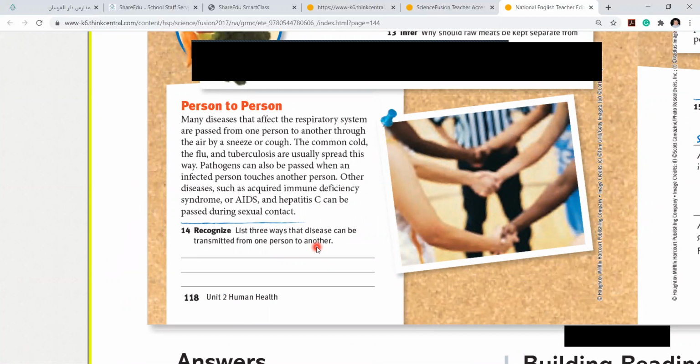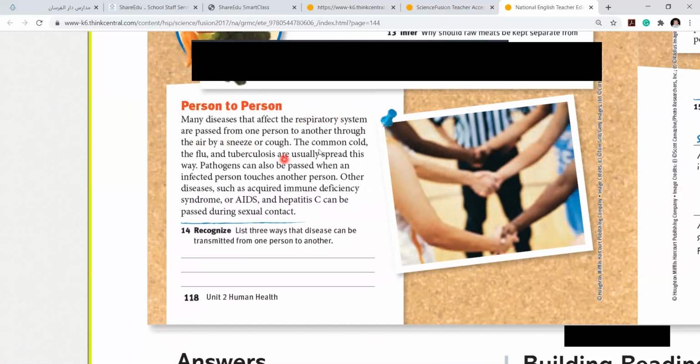Person to person. But are you able to understand? Yes. Many diseases that affect the respiratory system. What is the respiratory system? Who will say? It's the way you breathe and take air out. Girls, the respiratory system includes the lungs. The main organ in the respiratory system is the lungs. Clear?